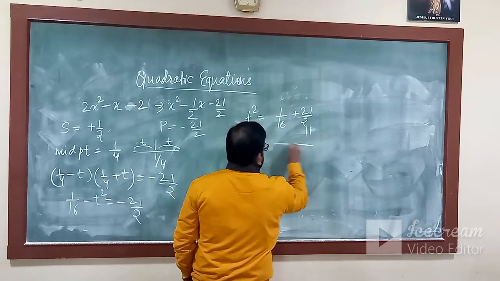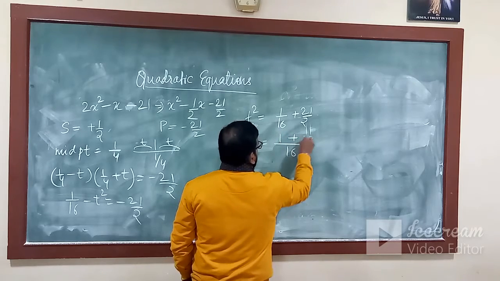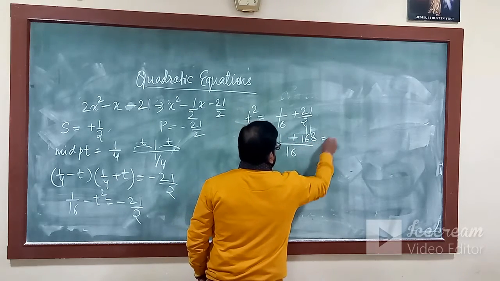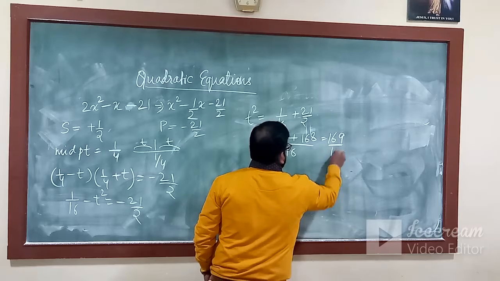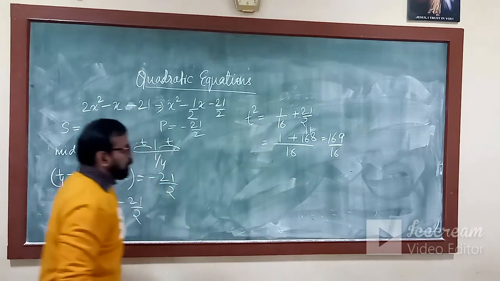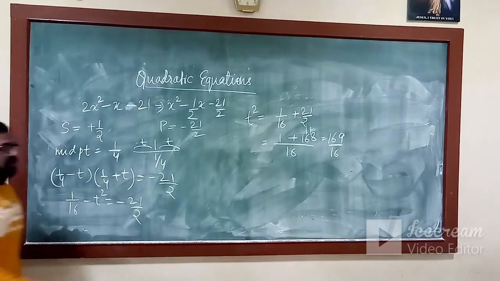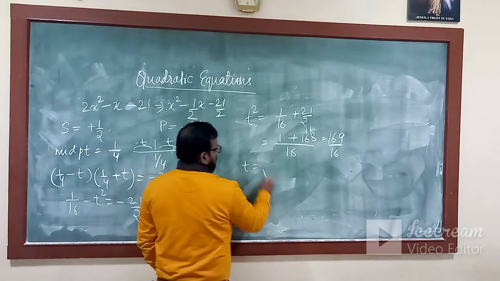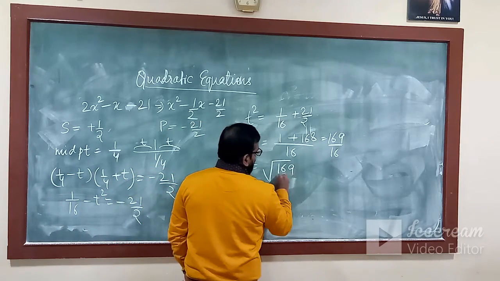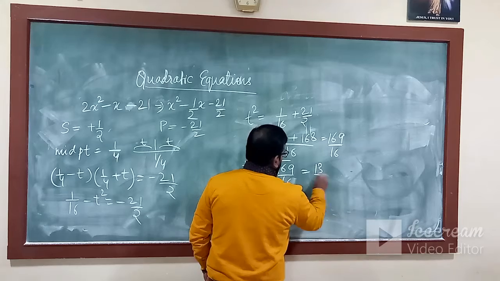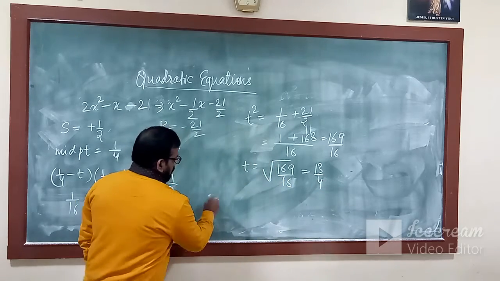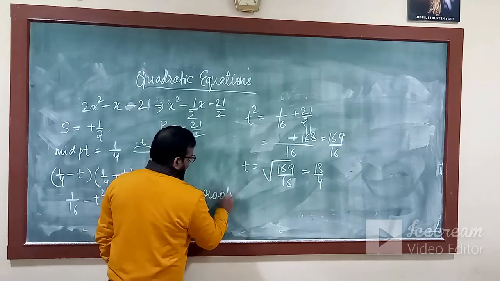We will take the LCM. 16 is the LCM. 1 plus 168, that is 169 upon 16. So one thing is sure, that we are going to get rational roots again. So what is t? T will be the square root of this, that is 13 upon 4. So can I write the roots? Yes, I can write the roots.